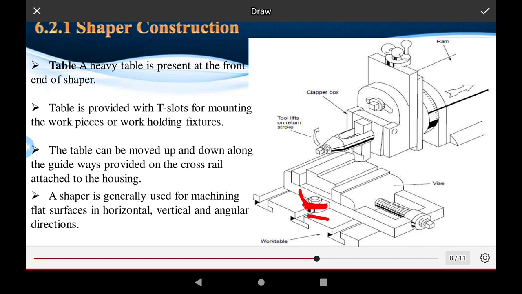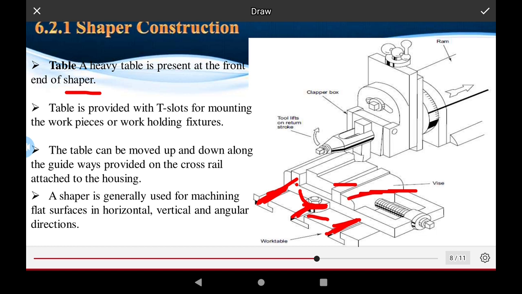Okay, this is the setting of the side. This is the table direction and width of the tools. Okay, and these are the vices, also for very large components of the machine table. Okay, the table is heavy and is present at the front end of the shaper machine.